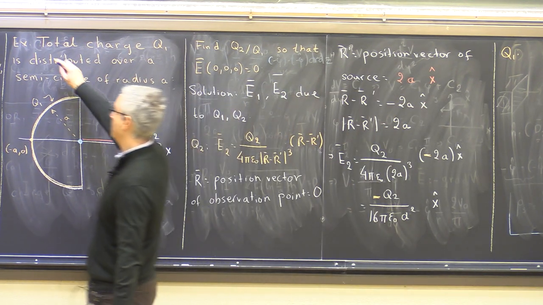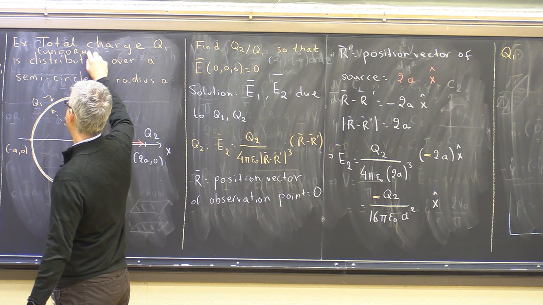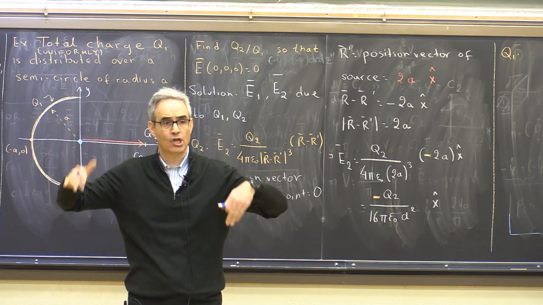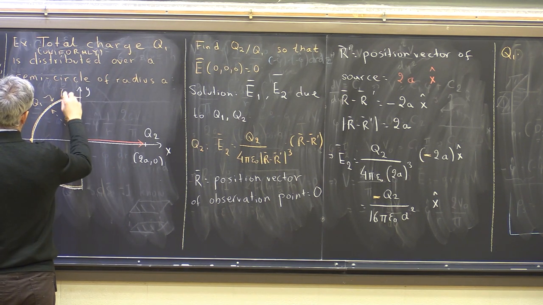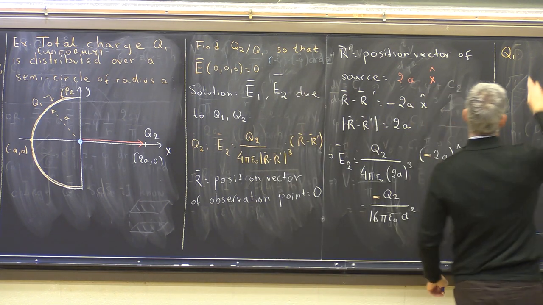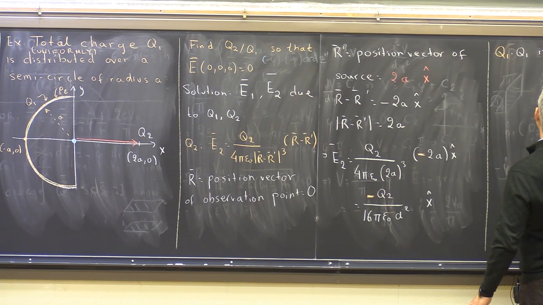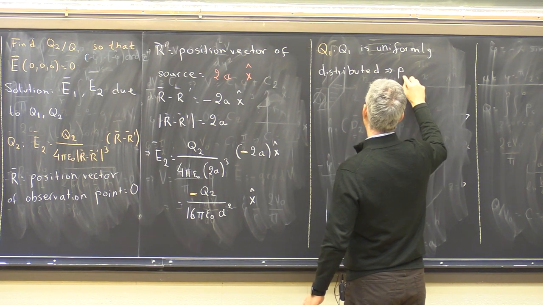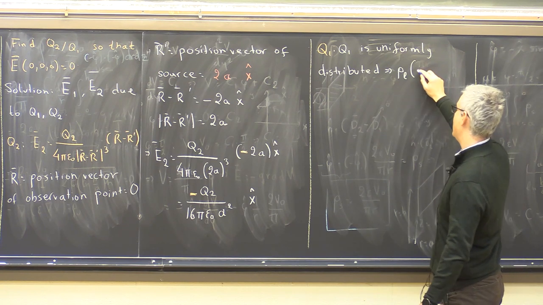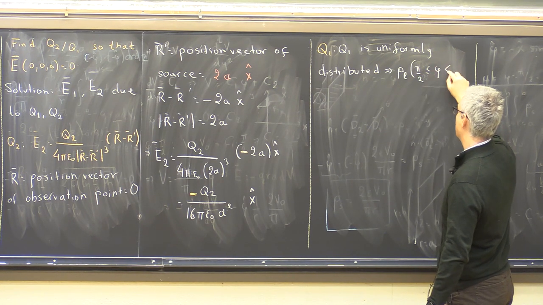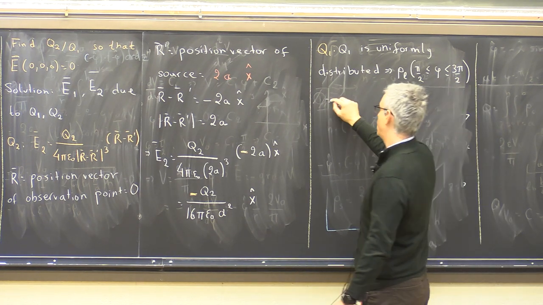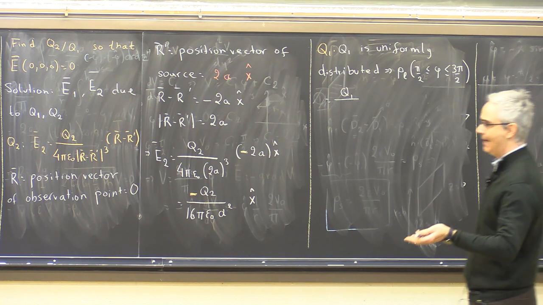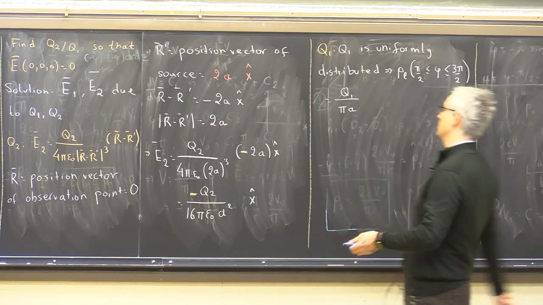I should add here the word uniformly distributed. So since I am uniformly distributing Q1 over the arc, there is a line charge density there, rho sub L. So rho sub L on this arc, which starts at phi equals pi over 2 and goes to 3 pi over 2, is equal to Q1 divided by the length of the arc. So if it was a full circle, it would be 2 pi a. Now it is a half circle, it's pi a. So that is the charge density.